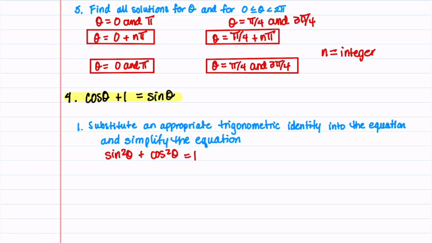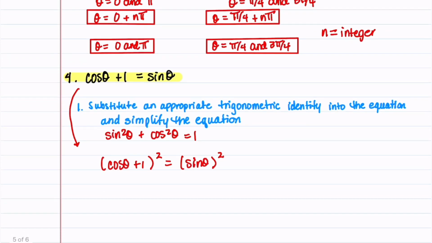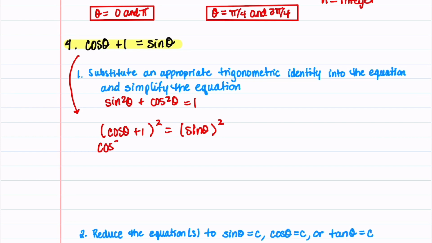We notice that we have sine on the right-hand side. So what if we square both sides to get terms that have cosine squared and sine squared in them? Let's do that. So we're going to square both sides. So we have cosine theta plus 1, we'll square that. And we have sine theta on the right-hand side, and we'll square that. Multiplying this out, we're going to get cosine squared theta plus 2 cosine theta plus 1 on our left, and then on our right, we have sine squared theta.